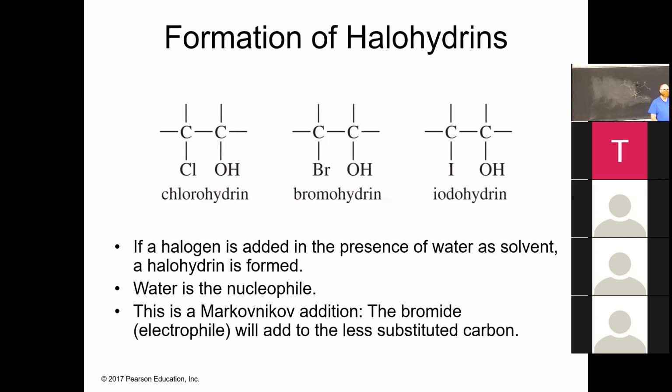Okay, let's look at halohydrin formation. A halohydrin is where we have a halogen and an alcohol on adjacent carbons. This is a Markovnikov addition. The halide will attach to the less substituted carbon. It turns out it's also stereoselective.